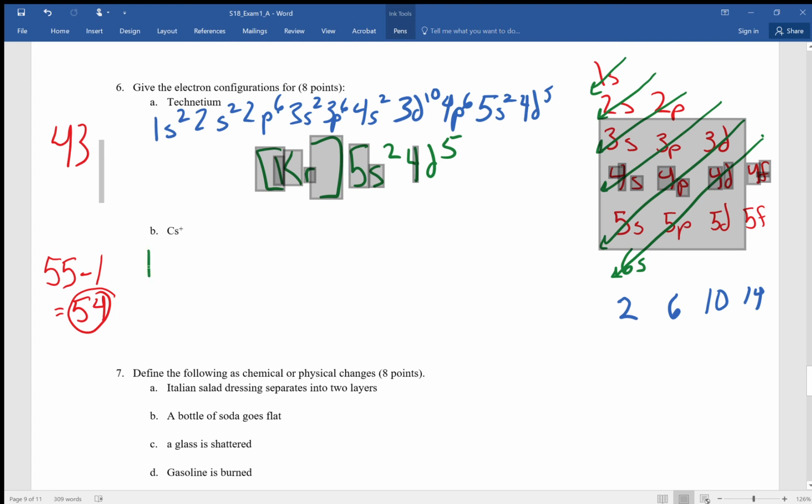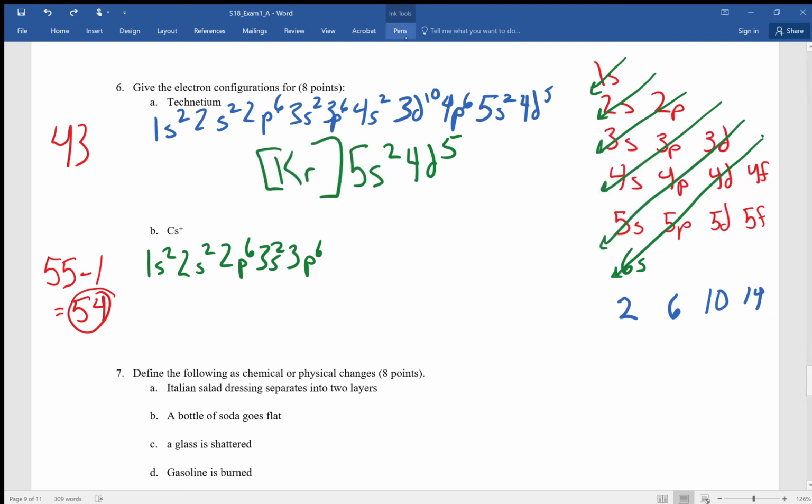For cesium, specifically cesium plus, it's going to be the exact same process. The only thing that's going to change is that we have to go a little bit further, because we have an additional 11 electrons. But we fill the orbitals up in the same order.